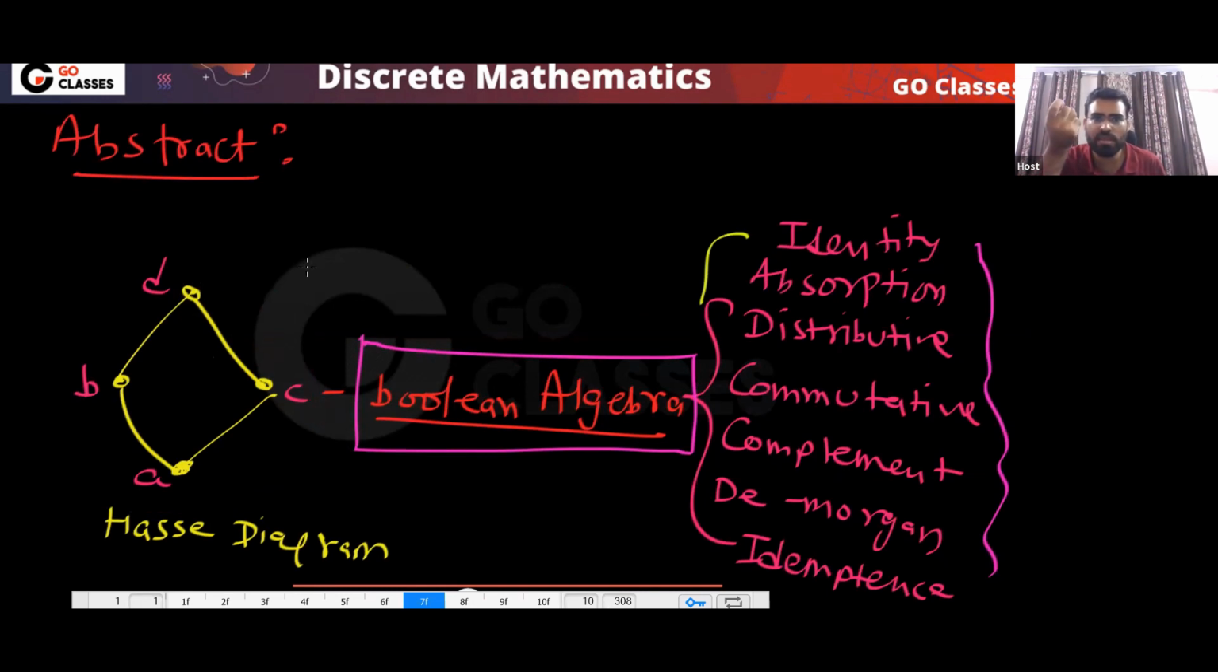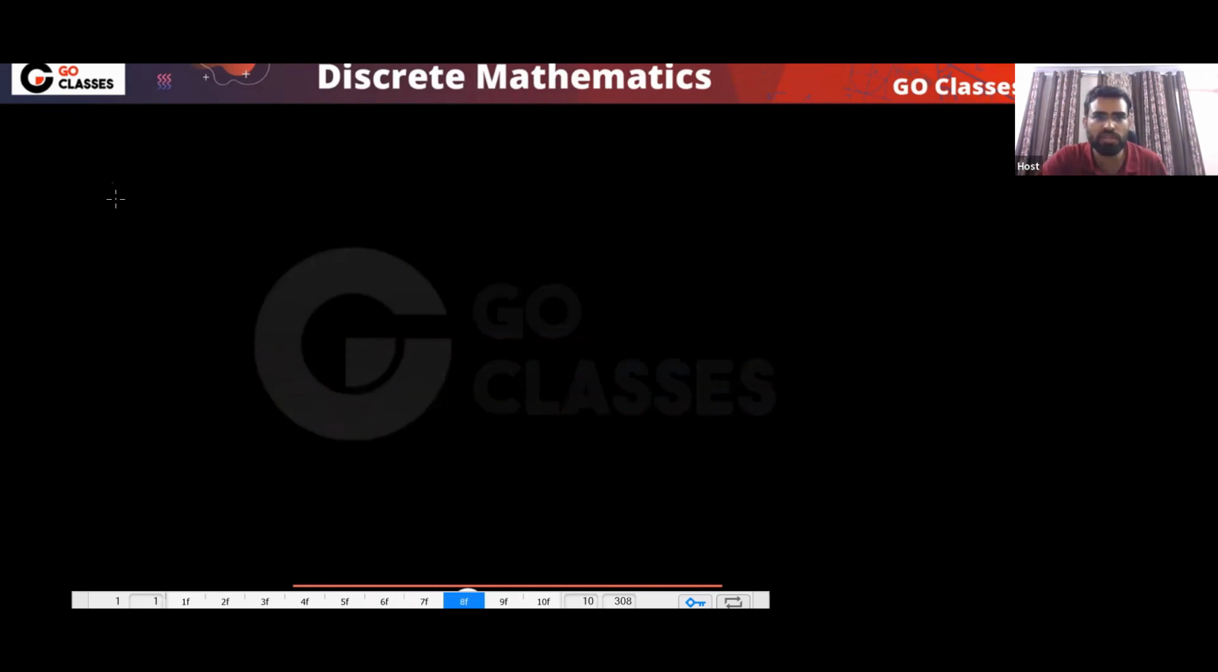Now remember, what are A, B, C, D? Can anyone tell me what these A, B, C, D are? So basically, these A, B, C, D are the abstract things. These can be anything. Basically, let's see a concrete example.